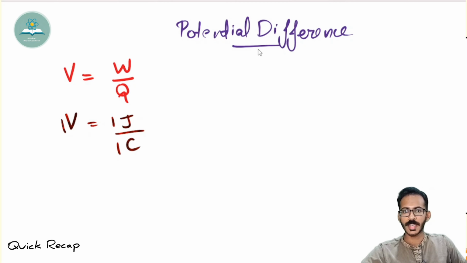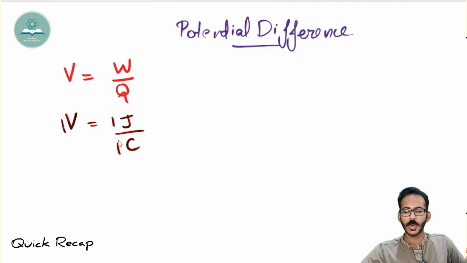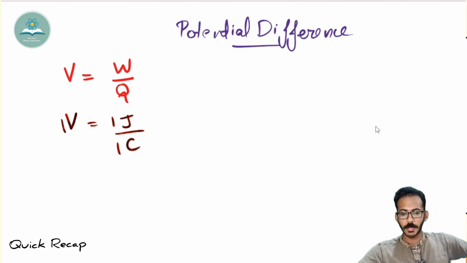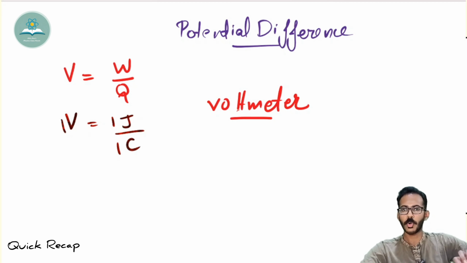Coming to potential difference, it is represented using the letter V. Voltage is the SI unit of potential difference. Potential difference is actually the work done to take a unit charge from one point to the next point. That is called potential difference. 1 volt is 1 joule per 1 coulomb. Potential difference is measured using the instrument called voltmeter.